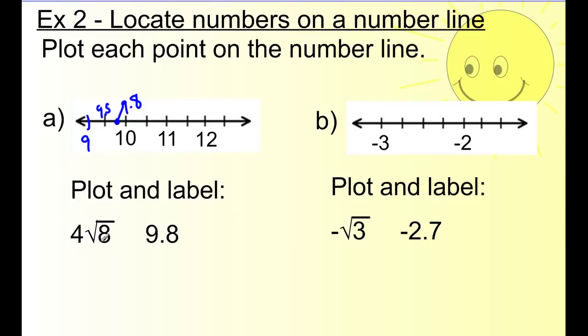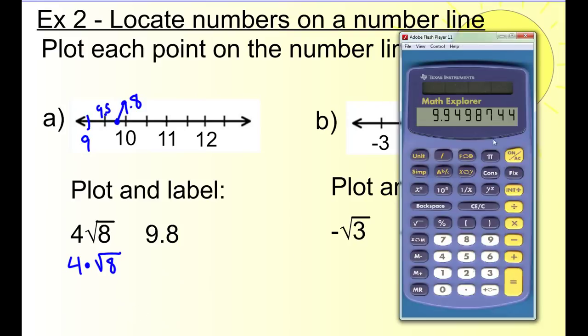Now, 4 square roots of 8. What this means, for those who don't know, is 4 times the square root of 8. So you have to do the square root of 8 first, figure out what that thing is as a decimal, and then multiply by 4. Okay? 8 square root, big ugly number, 2 point something, times 4 equals 11.3.